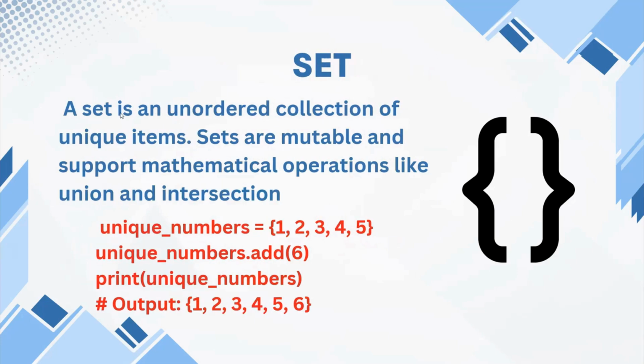Then we have the set data type. A set is an unordered collection of unique items. Sets are mutable and support mathematical operations like union and intersection. You can see a set can also be made in curly brackets: unique_numbers, add 6, print unique_numbers. You can see the result. The output will be 1, 2, 3, 4, 5, 6 because you have added one number here.